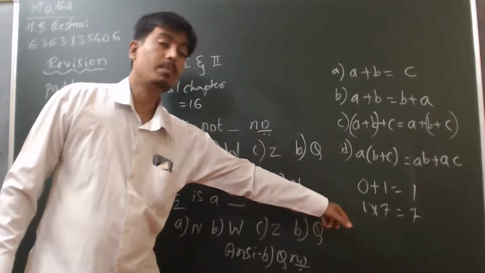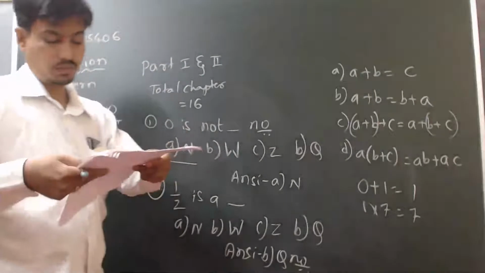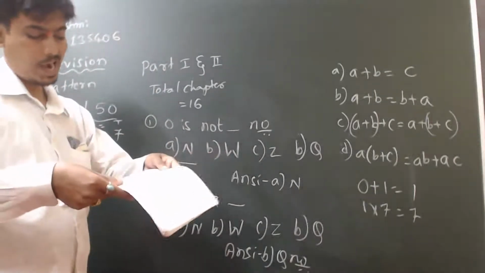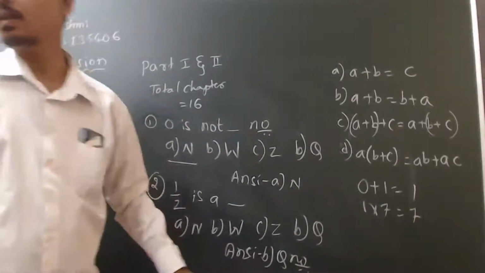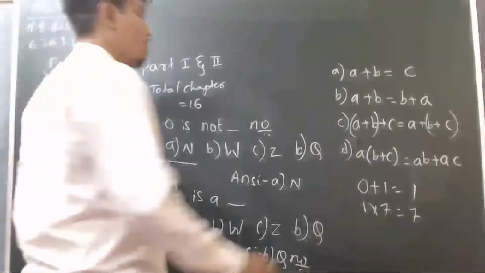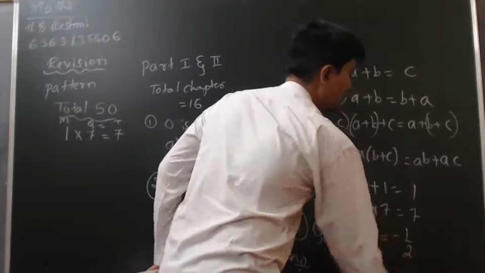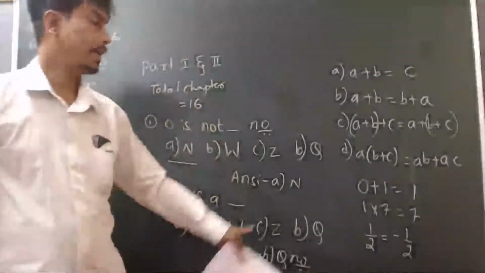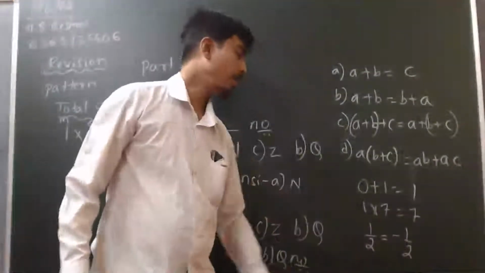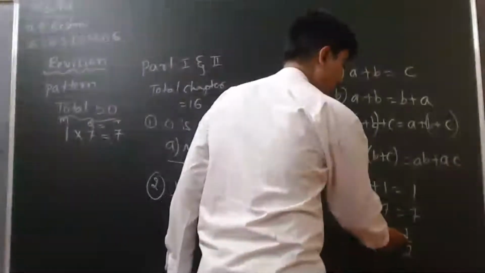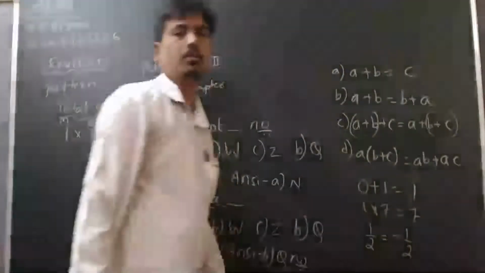1 is the identity element for multiplication. After this we have additive inverse. What is the additive inverse of 1 by 2? The answer is minus 1 by 2. Additive inverse means we have to make plus as a minus, minus as a plus.